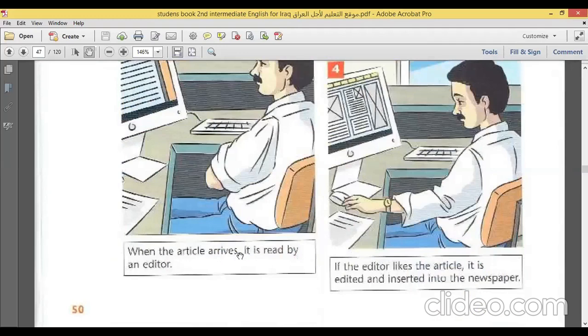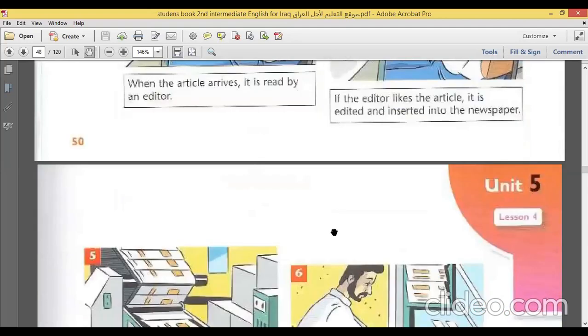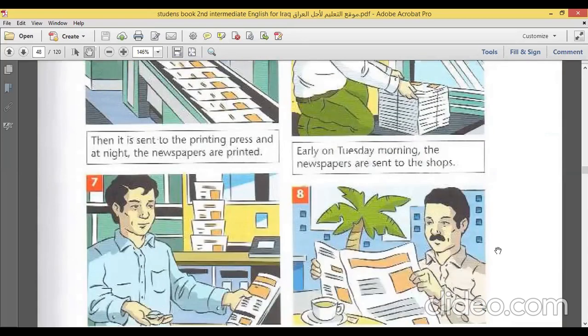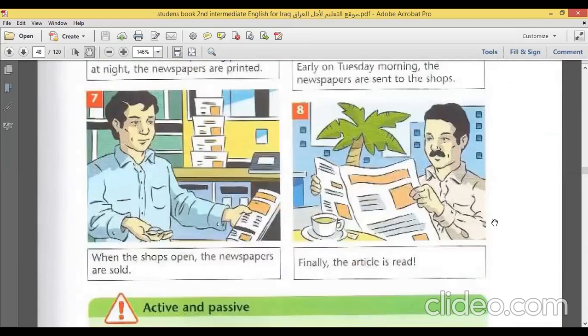When the article arrives, it is read by an editor. If the editor likes the article, it is edited and inserted into the newspaper. Then it is sent to the printing press, and at night the newspapers are printed. Early on Tuesday morning, the newspapers are sent to the shops. When the shops open, the newspapers are sold. Finally, the article is read.